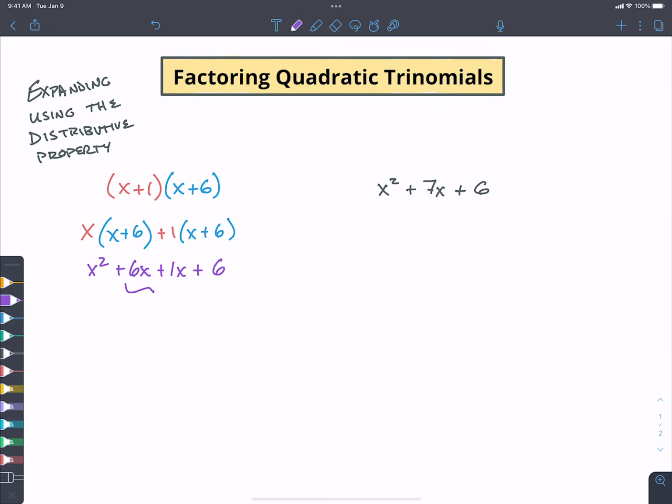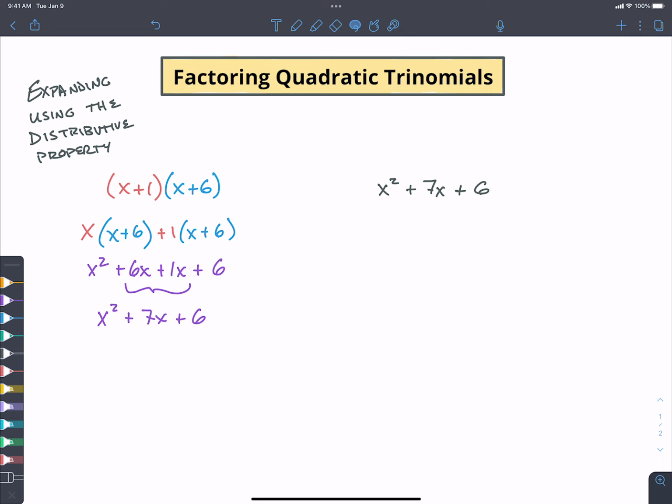We saw that these two things were like terms, and so then we combined those to say x squared plus 7x plus 6. And really what I want you to notice here is what happens when we actually start factoring this. So we can see here's the result. We got here from multiplying these, so now when we factor this, we should get back to this step over here.